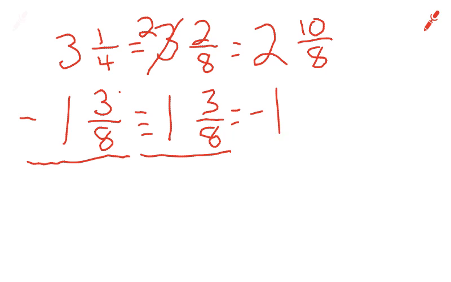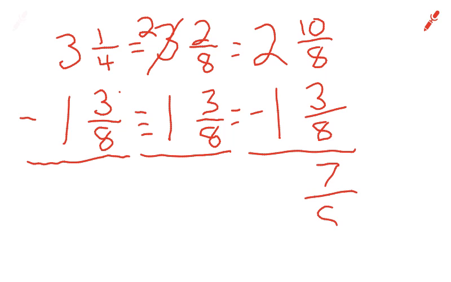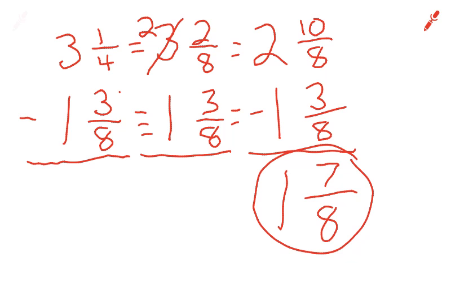Minus 1 and 3 over 8. Now it's going to be easy. 10 minus 3 gives us 7 over 8. 2 minus 1 gives us 1. Our answer is 1 and 7 over 8. A lot of work, but it gets simpler the more we practice.